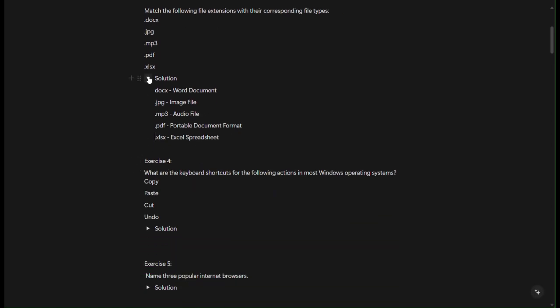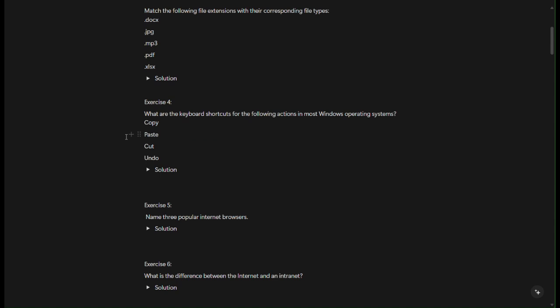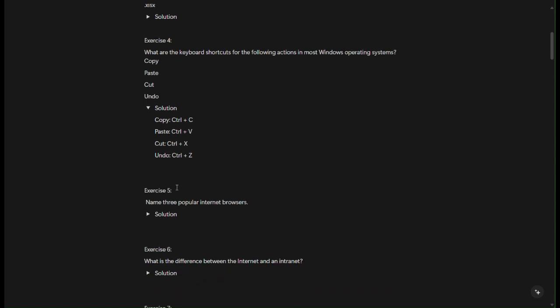Now exercise 4. What are the keyboard shortcuts for the following actions in most Windows operating systems? Copy. To copy, for example, a text, we press Ctrl C. To paste, Ctrl V. To cut, for example, a text, a word, an image, we use Ctrl X, and to undo, we use Ctrl Z. And this is the solution. Copy, Ctrl plus C, paste, Ctrl plus V, cut, Ctrl plus X, and undo, Ctrl plus Z.